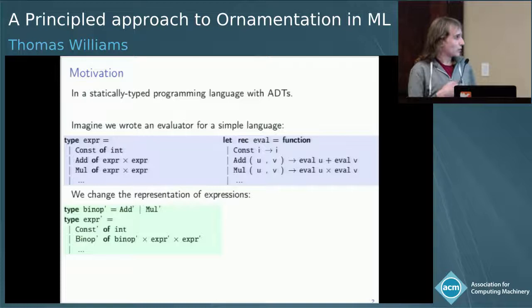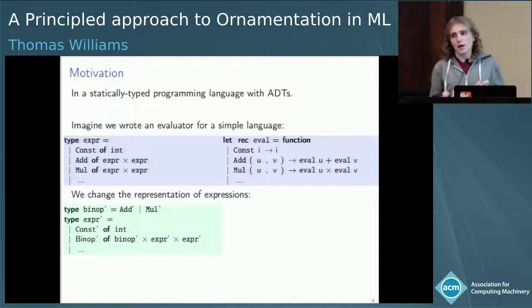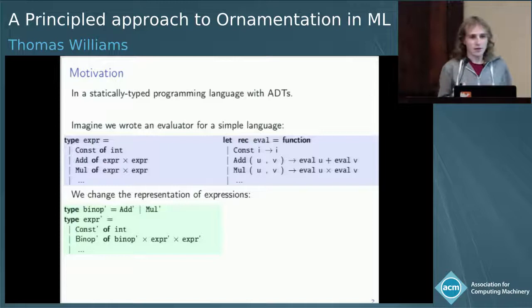And we realized that we made a mistake when writing the type of expressions. For example, we have a lot of binary operators, two, that's already a lot. And we want to factor them into a single constructor, for example, to implement transformations in a more simple way. So we can change our type.